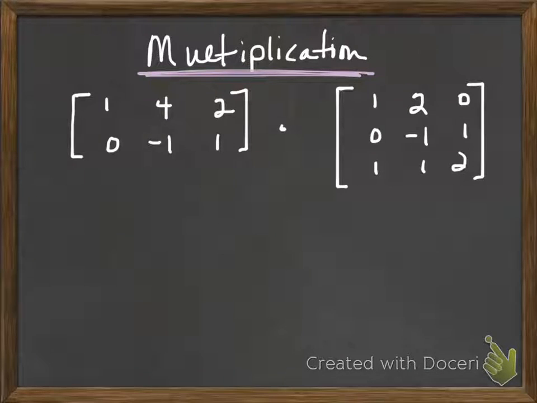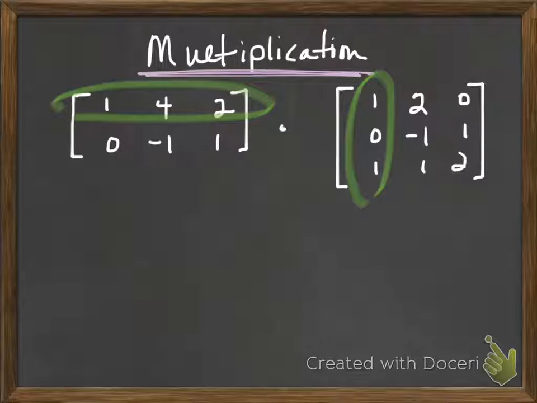Multiplying is a little bit harder. When we're multiplying, we're going to do rows times columns. It's the first row in the first matrix times the first column in the second matrix. If you're going to have to multiply more than one pair of numbers, you'll have to put those numbers in parentheses. So we're going to have to do 1 times 1 is 1, 4 times 0 is 0, 2 times 1 is 2. That's what you get when you multiply the first row times the first column.